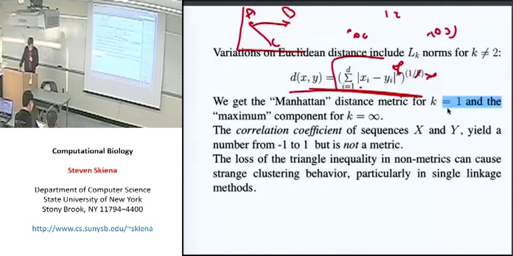So what's interesting about it is that which point is closer or not depends upon the metric. Okay? So if you're going to use a distance metric for clustering, the shape of the clustering you're going to get is going to depend upon this value of k. Now, which is the right value of k for your application?